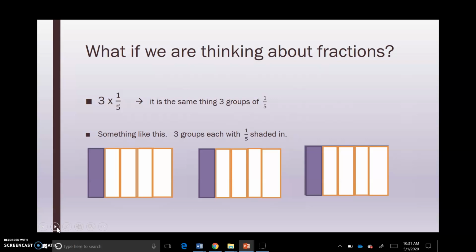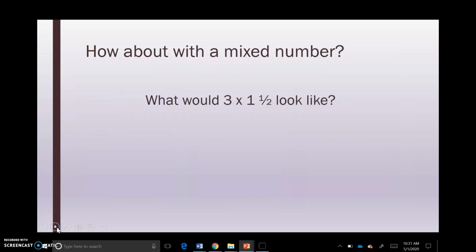So now we're going to take this same idea, the one of 3 times 5 and what that looks like, and 3 times 1/5 and what that looks like, and we're going to combine them together to think about what a mixed number would look like. So here we have 3 times 1.5. So what would that look like? Hopefully you're thinking about 3 groups of 1.5.